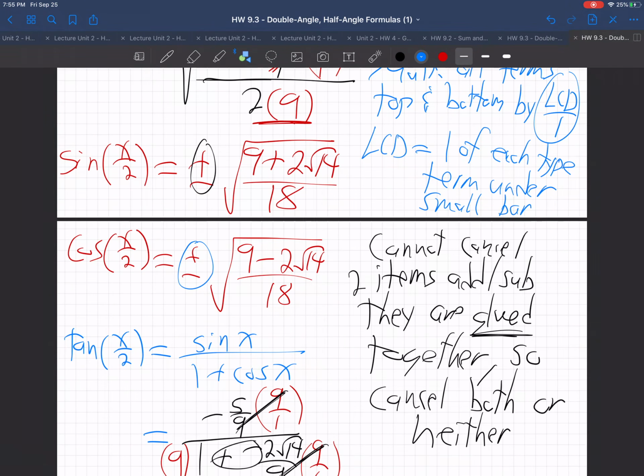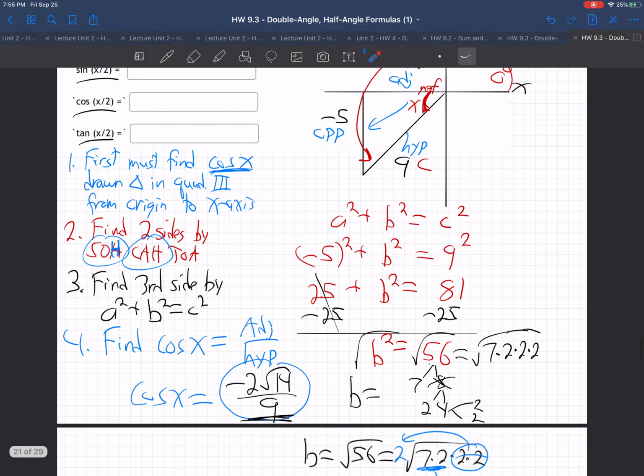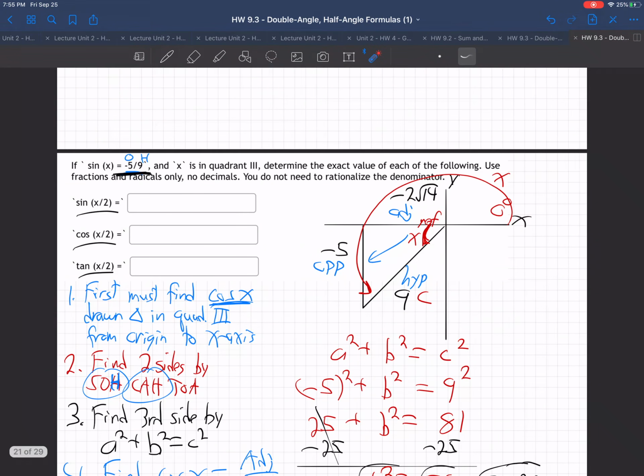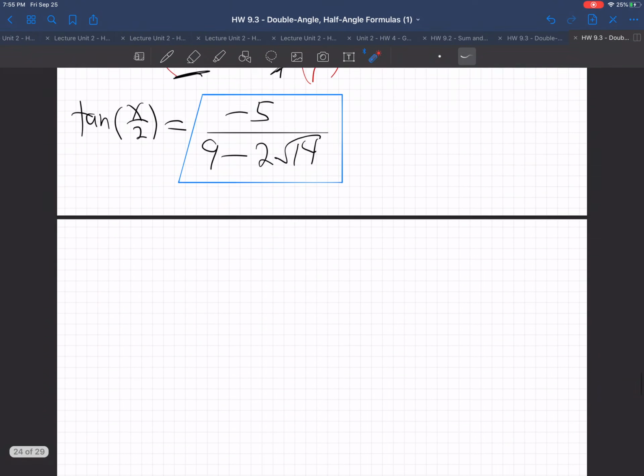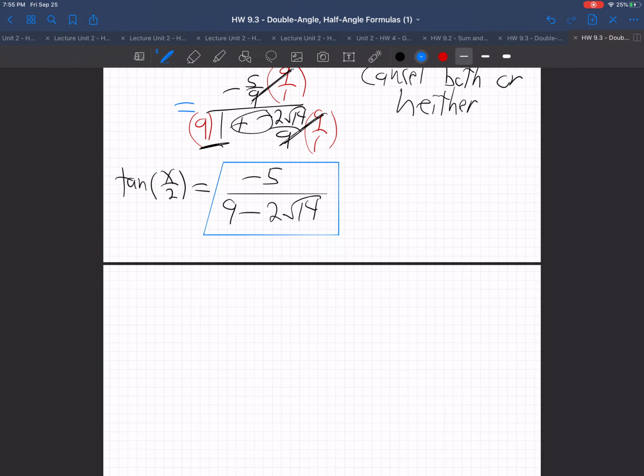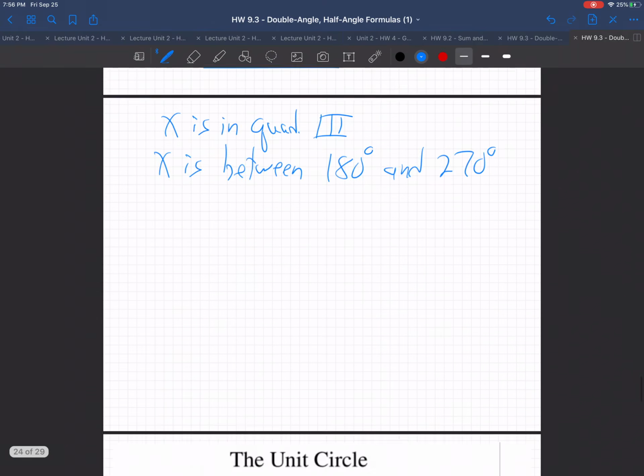Well, to find out plus or minus, I'm looking right here and here. We've got to decide where x over 2 is. Remember that? Let's go back here. They told us in the beginning that x is in quadrant 3, right? So let me bring this down here for you. x is in quadrant 3. What does that mean? x is between 180 and 270, right? Look at the unit circle.